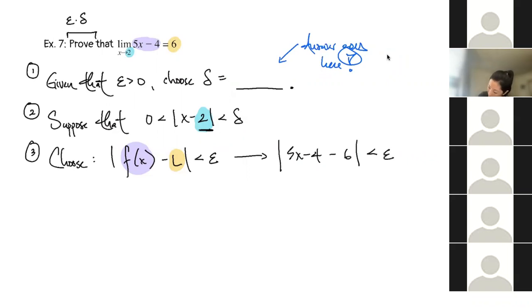Okay. So L, f of x. All right. I'm wondering if you can simplify the thing inside the absolute value for me. What does that look like once we simplify it? 5x minus 10, good. 5x minus 10 less than epsilon.